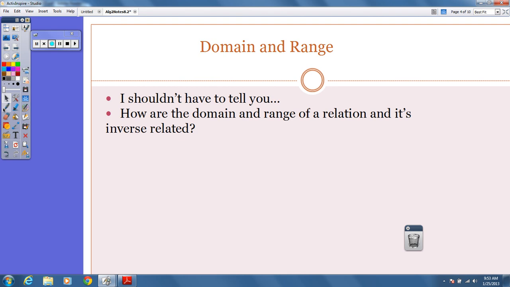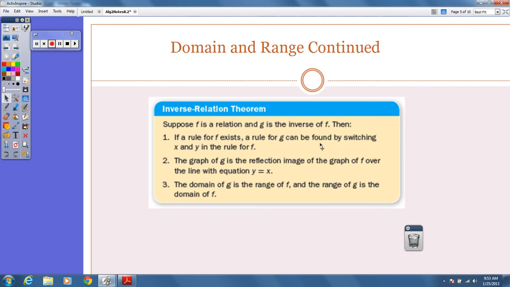Well, what did I do to go from one to the other? I took the x's, which is usually your domain, and I switched them with the y's. So how are domain and range related? Well, one function's domain is the other's range, and vice versa. Okay? I do think you'll want to write this down. This is the big one. The domain of G is the range of F, and the range of G is the domain of F.